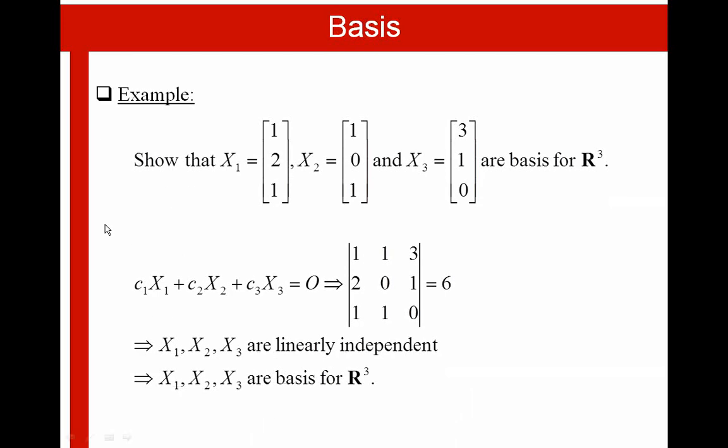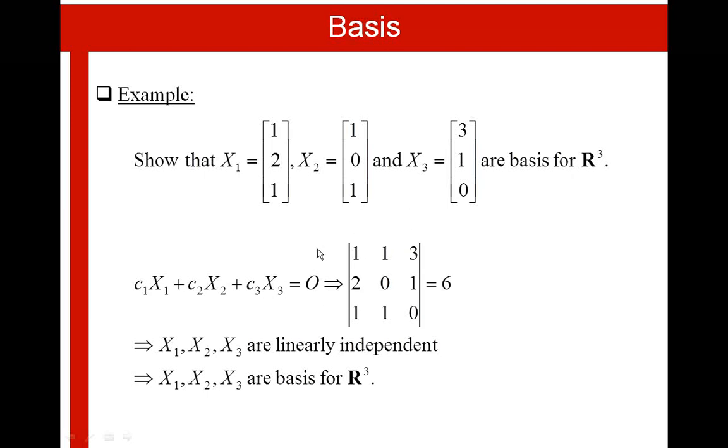More examples on this subject show that x1, which is equal to the vector (1, 2, 1), x2 (1, 0, 1), and x3 (3, 1, 0) are a basis for R3. We have to show that these three vectors are a basis for R3. There are several methods. We can do two methods.